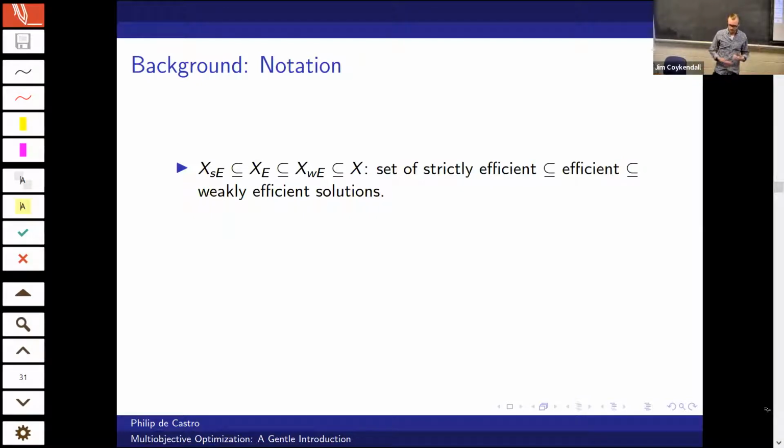So, notation: we want to specify what our efficient set is. We typically do it like this. The set of strictly efficient solutions we denote with x sub SE. That is contained in the set of efficient solutions, which is just x sub E, which is contained in the set of weakly efficient solutions, x sub WE, right? And obviously that's contained in the decision space.